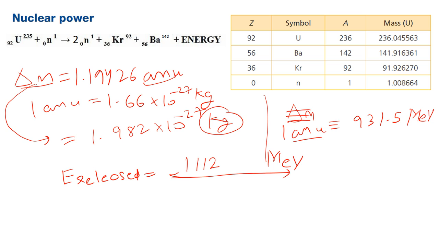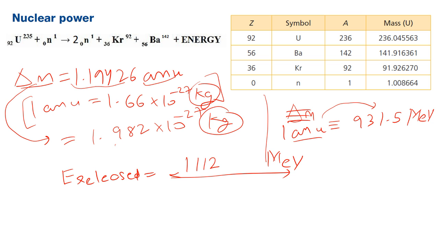Wouldn't you multiply it by the mass in kg? See, the AMU can be converted into kg, that you have to remember. But for this particular case, we want to convert the mass into energy. So we just multiply the mass defect. Okay, yeah, then 1112. That makes sense, MeV, right?